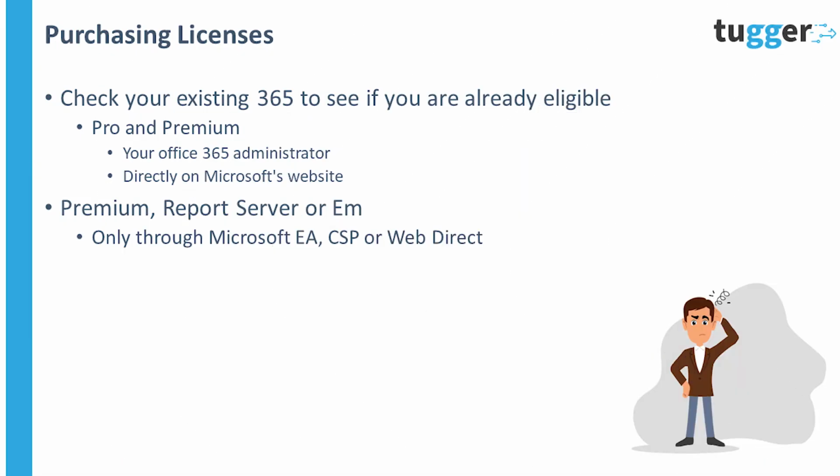For purchasing licenses, you need to check your existing 365 to see if you are already eligible. For Pro and Premium, go through your Office 365 administrator or directly on Microsoft's website. And for Premium, Report Server or Embedded, it is only through Microsoft EA, CSP or WebDirect.